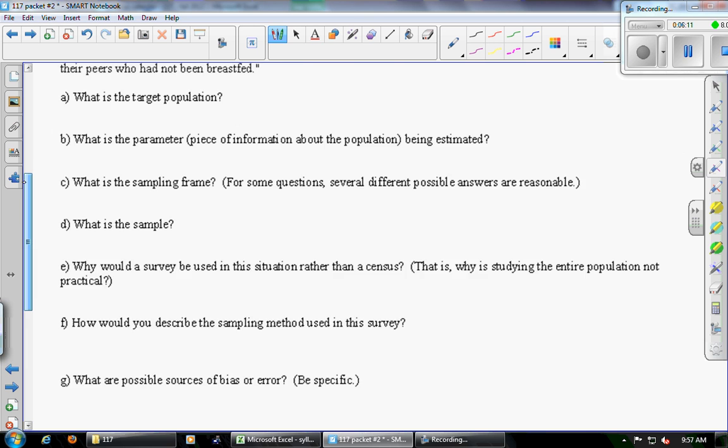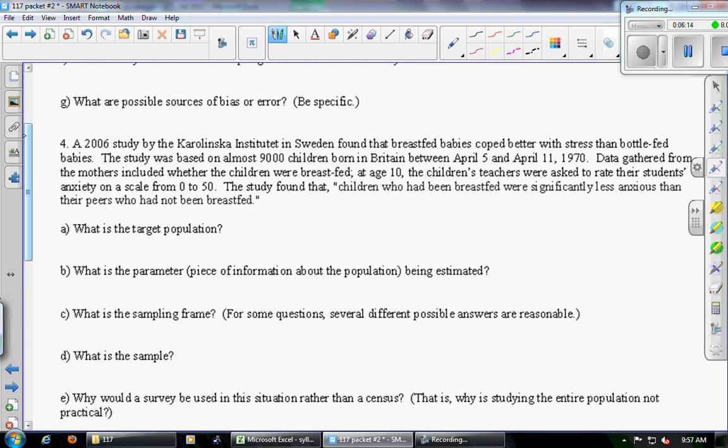I don't know that everybody had a chance to look at the children's study, but we had some study. We were trying to figure out if there was any relationship, any link between whether or not a baby is breastfed and their anxiety levels later on in life. That's the question. And so we'd like to get information about all children. What children had a chance of being in this study? Was it all children? I feel like it's only the children that were born in Britain in that 1 week period in 1970.